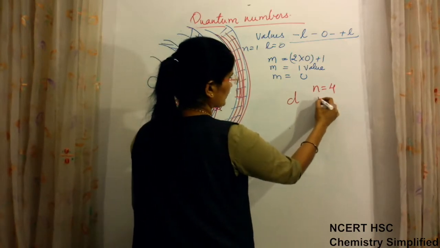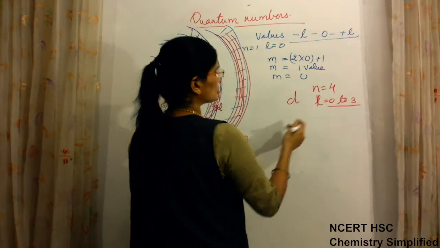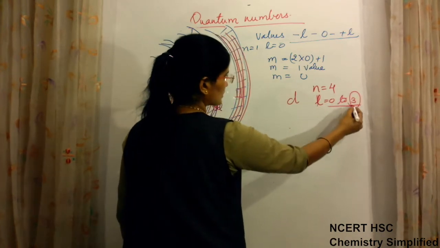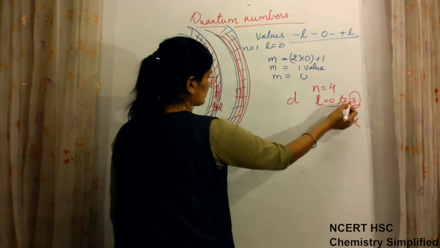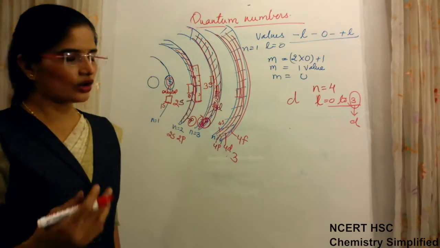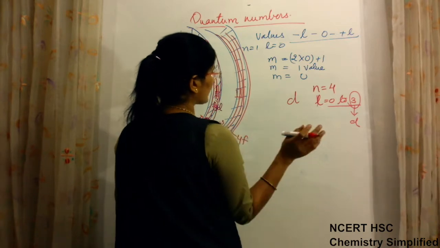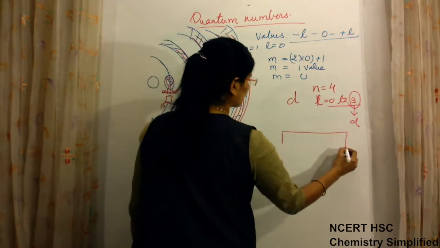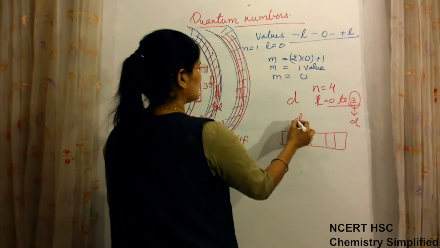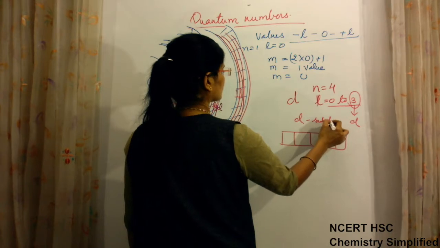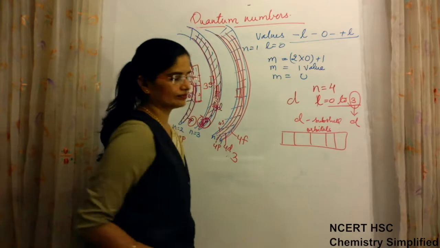Where n is 4, the L value is from 0 to n minus 1, that is 0 to 3. So in the third subshell, 3 corresponds to d. How many orbitals can we have in it? By the formula we just saw, it was 5 values. Wherever the d subshell is there, the number of orbitals will always be 5.